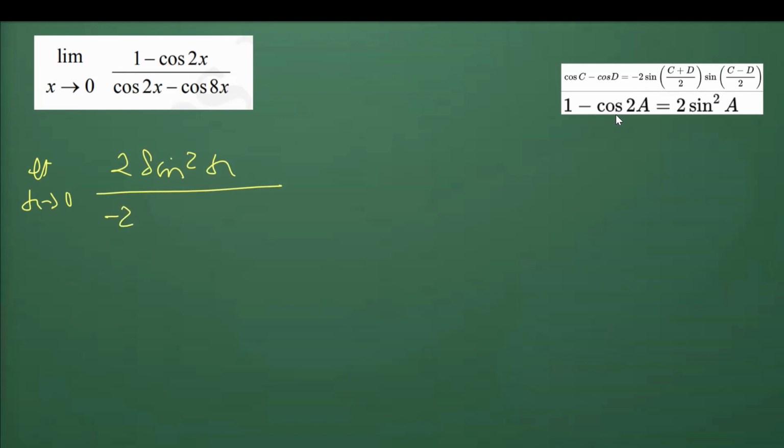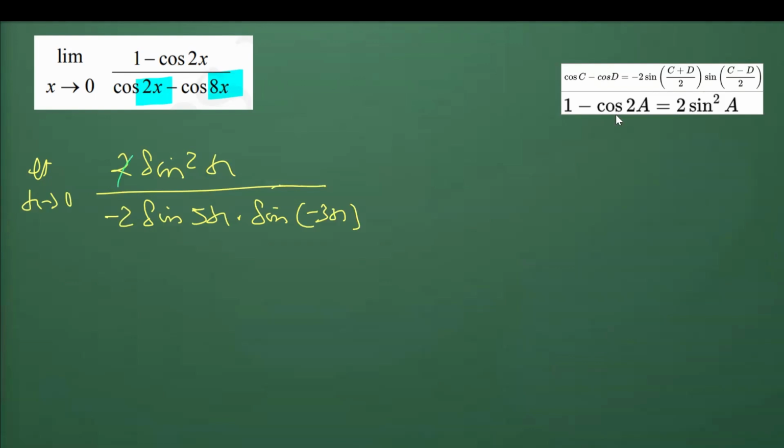And the denominator is minus 2 sine c plus d over 2. So what is c plus d? 2x plus 8x, that is 10x. 10x over 2 is 5x, multiplied by c minus d. So 2x minus 8x is 6x. 6x over 2, that is 3x. Then this is sine minus 3x, in fact.